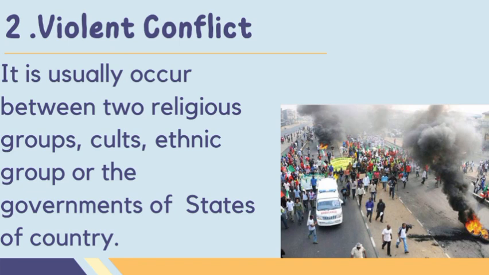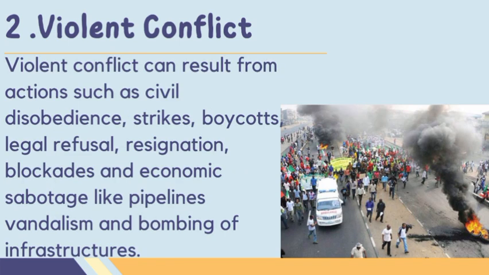So violent conflict can also result from strikes, boycotts, legal refusal, resignation, blockades, and economic sabotage like pipeline vandalism and bombing of infrastructure. It often leads to killing, burning, and destruction of properties. So all these are examples of violent conflicts. It can also occur through resignation. You can just decide to resign, maybe because you don't like how you are being treated in your place of work or what is going on around your working environment.